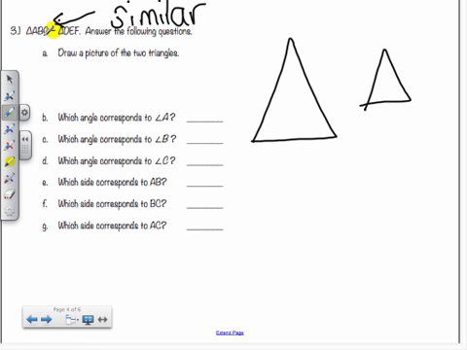But do you see how this says A, B, C? That means that this A has to go with this D, since this is D, E, F. The A came first, the D came first, so I'm going to label this angle right here A, and this angle right here D, because those go together.